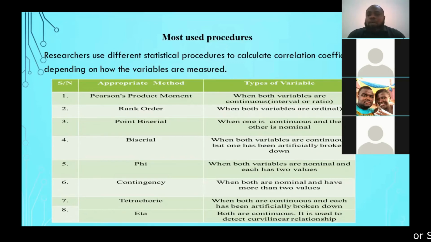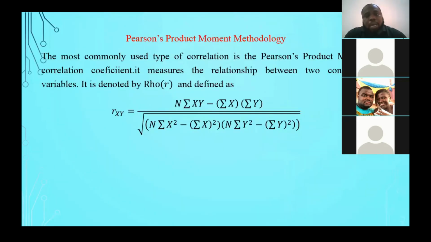Secondly is the rank order. This is used when both variables are ordinal. I have also highlighted the point biserial methodology or procedure, which is used when one of the variables is continuous, and the other one is nominal. And we have other methods like the biserial, phi, contingency, tetrachoric, and eta. All these are different procedures for calculating the correlation coefficient to show the relationship between variables. But because of time, I have highlighted in my presentation the Pearson product moment methodology.